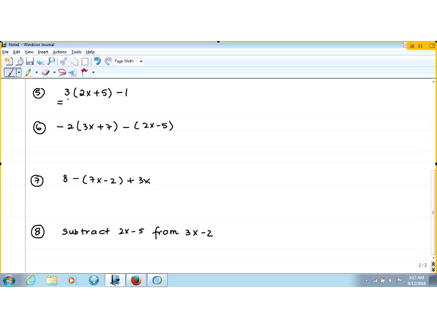Are you guys done? Okay. So what is this? 6x plus 15 minus, the 3 is not multiplied to 1. Okay. So 6x plus 15 minus 1, so this is 6x plus 15, finished, right? And then number 6?